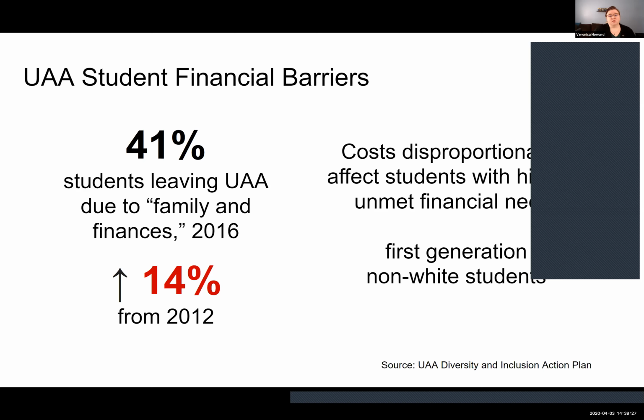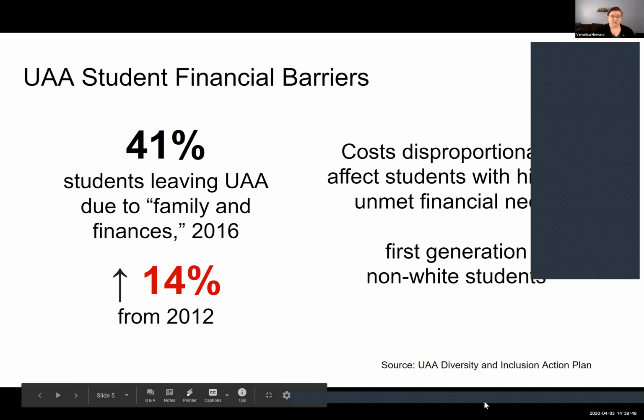It's difficult to grapple with the fact that costs and the cost of education disproportionately affect students who have the highest unmet financial need. And so these are going to be students who are first generation students. These are going to be students from historically minoritized backgrounds. These are going to be part-time students who are already struggling to make college work for them, despite the fact that they are working full time.